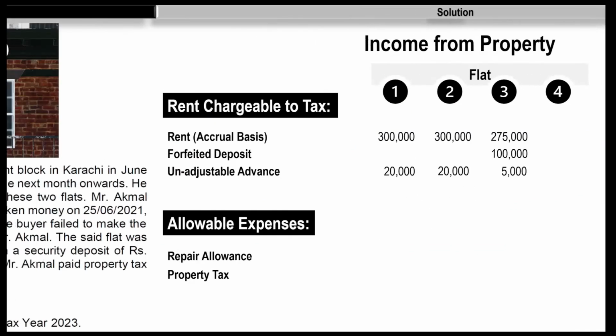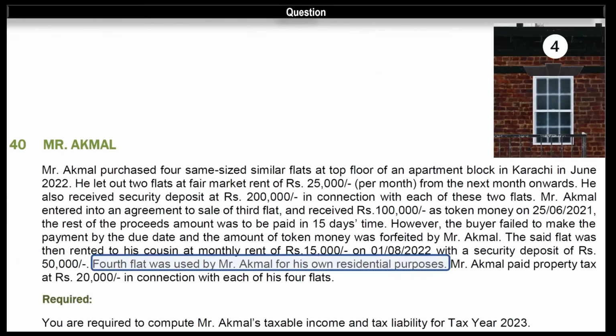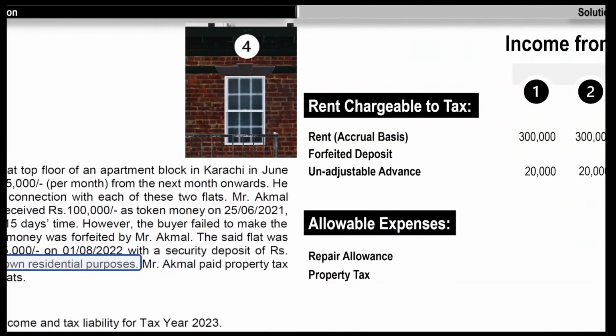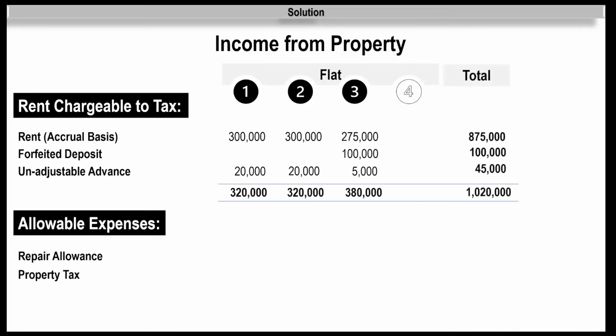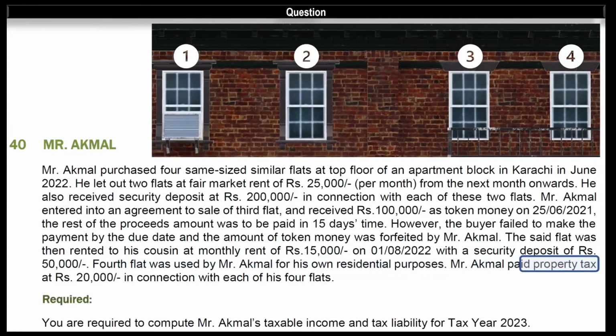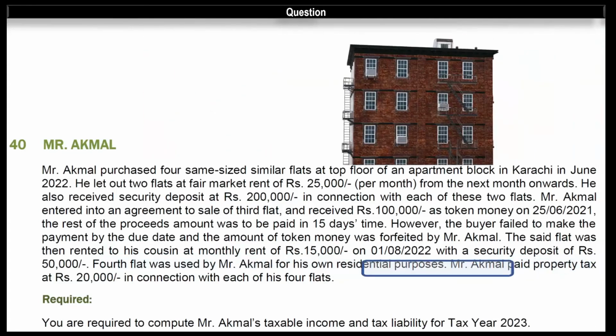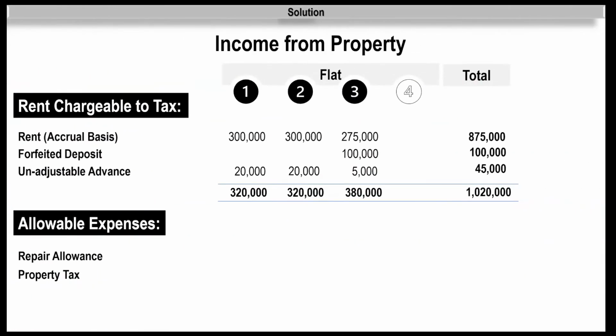Next information is about fourth flat, which has been used for residential purposes. Therefore, no income is generated by this flat. Nothing should be mentioned for flat 4. Let's make totals. For each property, make separate totals. Next information is about property tax. For each flat, Rs 20,000 has been paid as property tax. No other expense has been mentioned in question. Let's mention it in our solution.